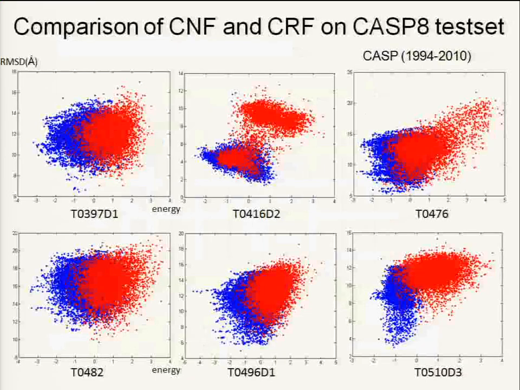So now we can see some results. The performance of CNFFolder is significantly better than the CRFFolder. Here the x-axis denotes the energy, and the y-axis denotes the RMSD. You can see from here that those blue regions, which represent the decoys generated by CNF, have much lower energy than the CRFFolder. This side is smaller energy.